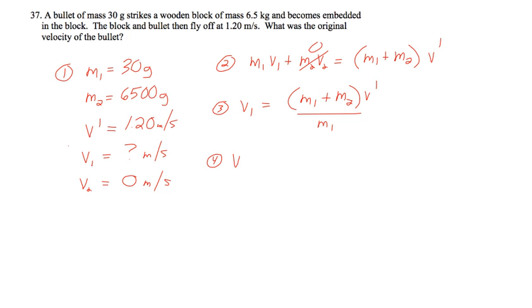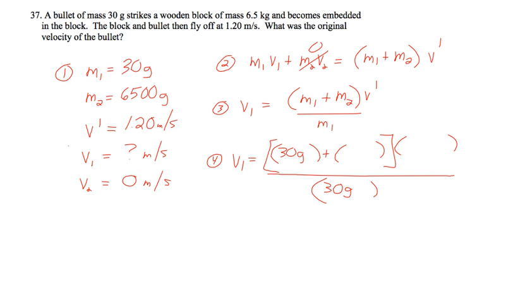So V1 is going to equal, I'm going to use brackets because the formula already has parentheses. And I'm going to have M1 plus M2, close the brackets, V prime, all divided by M1. And so M1 in this problem is 30 grams. So it goes there and there. And the wooden block is 6,500 grams. And it moves off with a velocity of 1.20 meters per second.